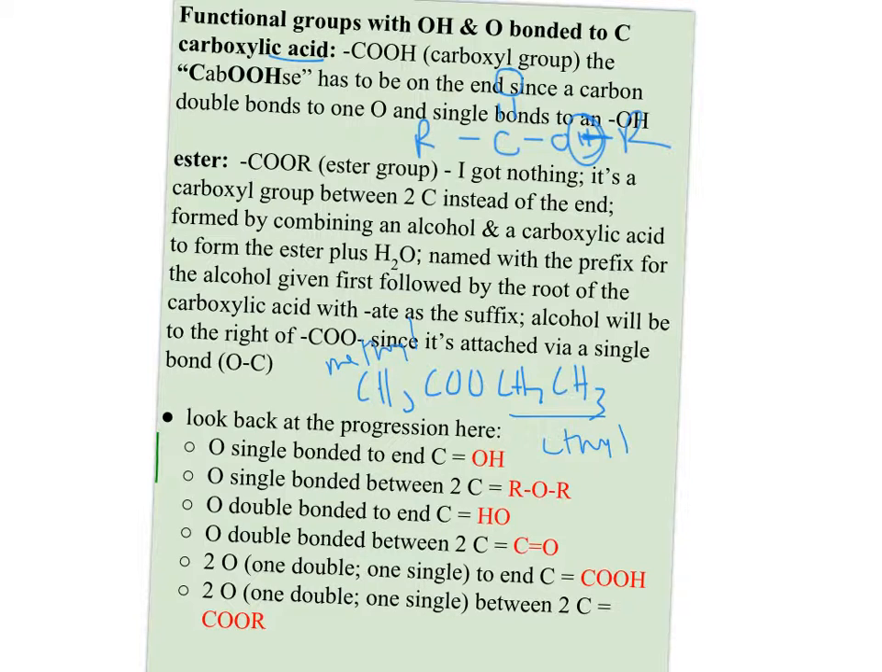So look back at the progression here, and we see that we've got alcohols with an OH group. If you replace that H, then we have an ether. You have an aldehyde with an HO group. If you replace that hydrogen, we end up with a ketone. We have a carboxylic acid with a COOH group, and if you replace that H, we end up with an ester.